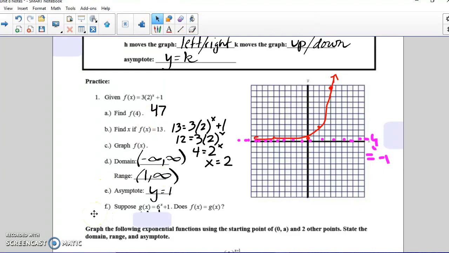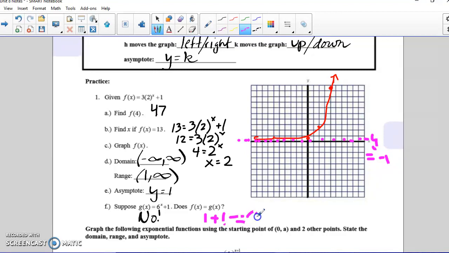Question F is asking, let's say I give you g of x is equal to 6 to the x plus 1. Are those the same? What do you think? They are not. Even just think about your y-intercept. If I were to plug in 0 into this function, I would get 6 to the 0th power is 1, plus 1 is equal to 2. That is not equal to my y-intercept here, which was 0, 4. Okay, so they're not equal.